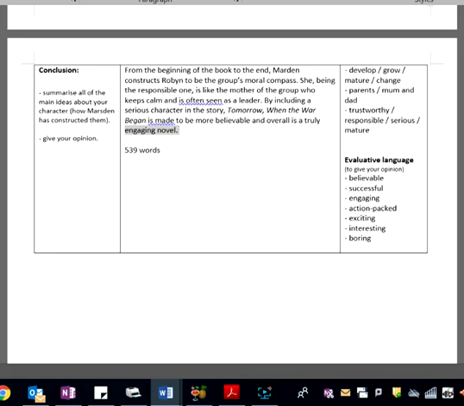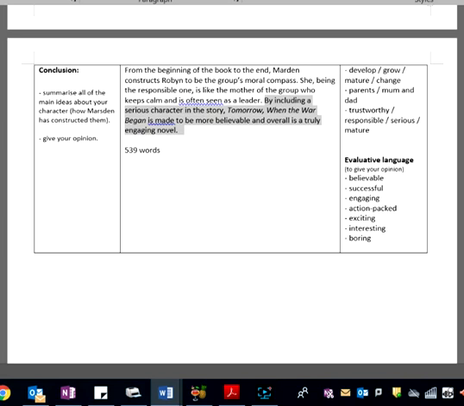And I know myself from when I was at school, there's lots of different kinds of people at school, lots of different kinds of teenagers. There are teenagers like Homer who get in trouble at school. There are teenagers like Robin who are always doing the right thing. And so I think that by including this serious character, the book Tomorrow When the War Began is made more believable and is overall a truly engaging novel.